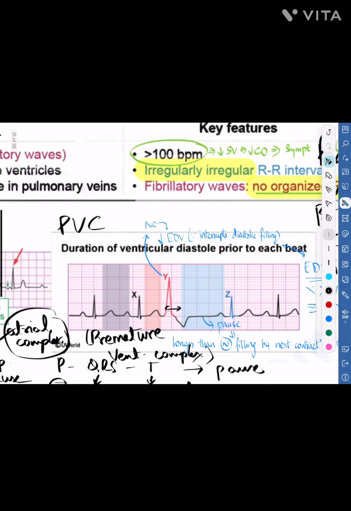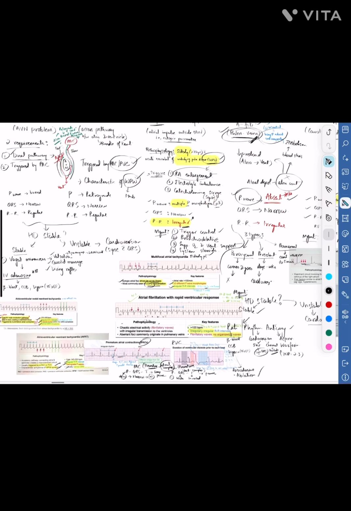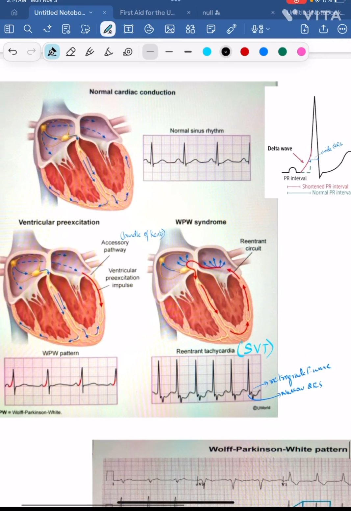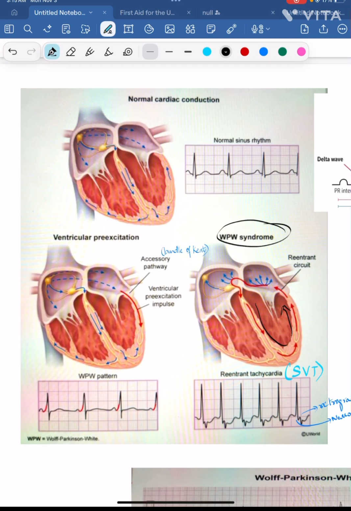When you look at PVC, there's an abnormal wide QRS and there's a pause. There's no P wave and you have an inverted T wave, right? QRS and inverted T, there's a pause, there's no P wave. This is PVC. Now let's talk about Wolff-Parkinson-White syndrome. Wolff-Parkinson-White syndrome is an accessory conduction pathway which causes the re-entry of the electrical current into the atria, and this causes abnormal rhythm.